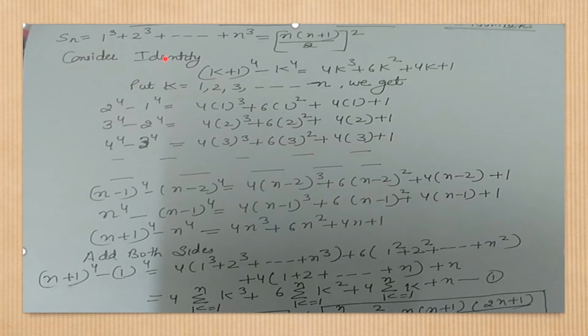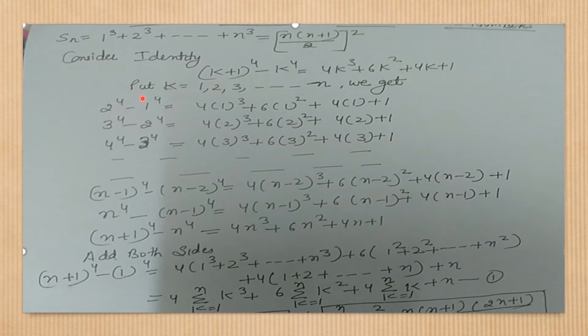So firstly I'll consider the identity k plus 1 raised to power 4 minus k raised to power 4, and after opening it will be 4k cube plus 6k square plus 4k plus 1. You have to remember that you have to consider this identity. When it was squares we considered the identity of cubes. When it is cubes we'll consider this identity of power 4.